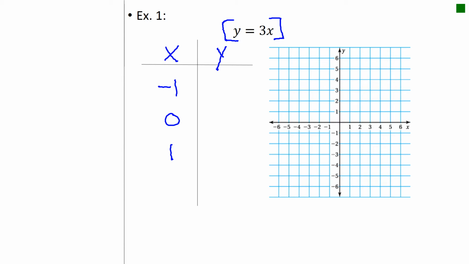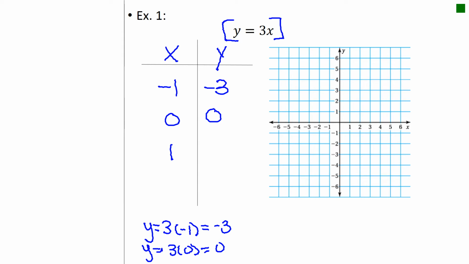So how do we figure out what the output is when we input -1? Here's my little scratch work. So the output y is 3 times -1. 3 times -1 is -3. When we input -1, we get out -3. When we input 0, y equals 3 times 0, our output is 0. When we input 1, y equals 3 times 1, we get out 3.